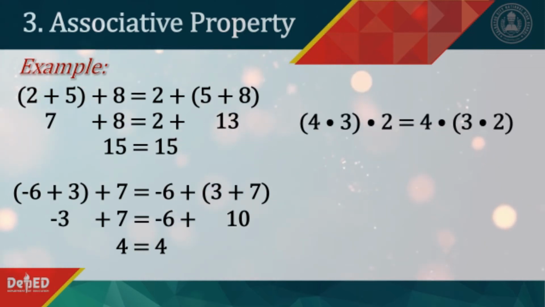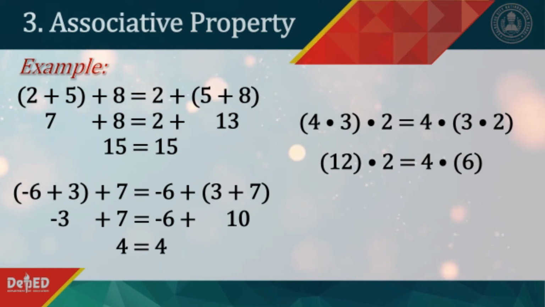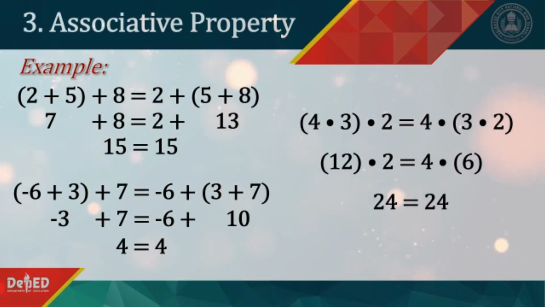And for multiplication, the quantity of 4 times 3 times 2 is equal to 4 times the quantity of 3 times 2. Again, we calculate those that are inside the parentheses. So we come up with 12 times 2 is equal to 4 times 6, which is true because 12 times 2 is equal to 24, and 4 times 6 is equal to 24 as well.